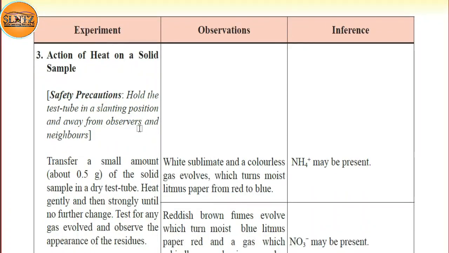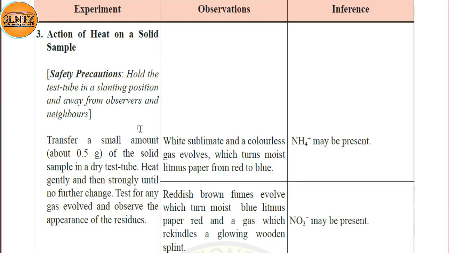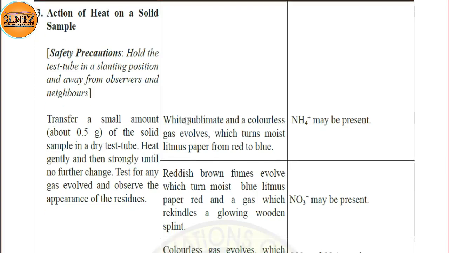Action of heat of solid sample. You transfer a small amount of solid sample into a clean test tube, and then you are going to perform action of heat. Make sure your test tube is dry to avoid dissolution of your sample. When you perform action of heat, it means you heat strongly. You have to heat strongly. It means you decompose the compound to get two different products, and we expect to have residue sometimes.